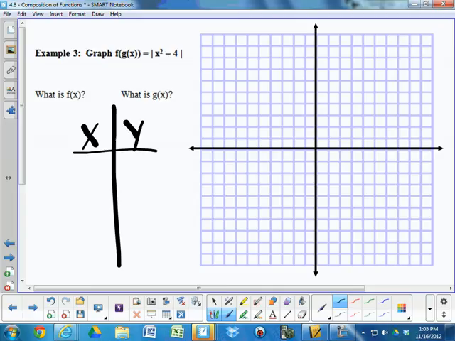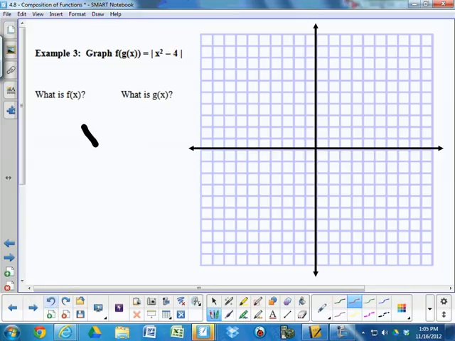It would be a parabola a little down. How far is a little down? 4 units down, right? It would be a parabola shifted 4 units down. So maybe I'll skip the table of values for now. If you were graphing x squared minus 4, it would look like this. A parabola shifted down 4. You'd go down 2, 3, 4, and put a dot. This is just the graph of the inside function.